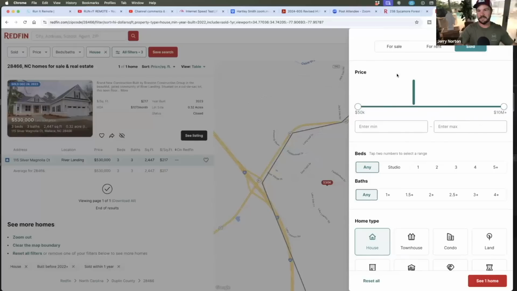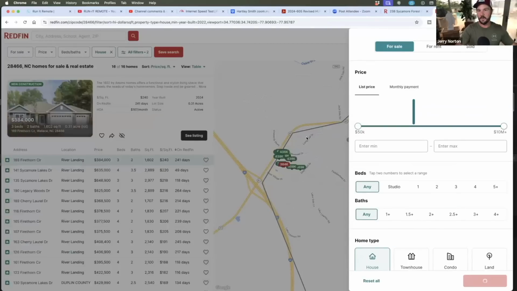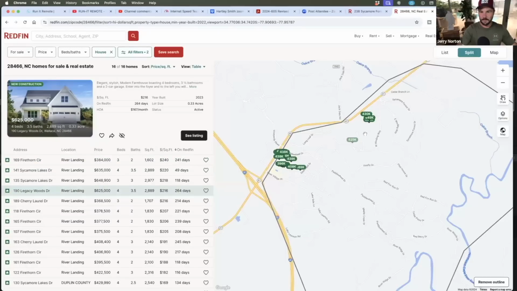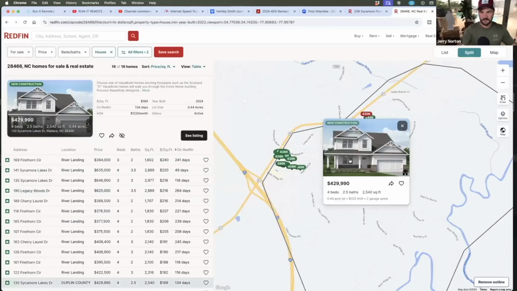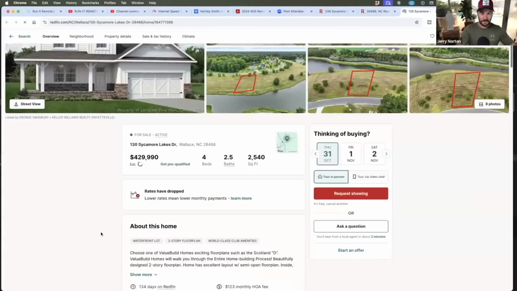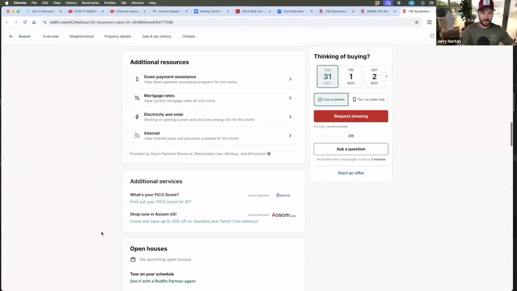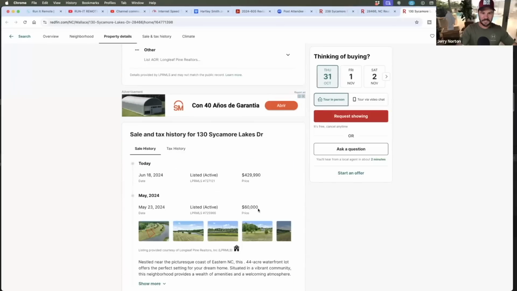So let's just kind of take that train of thought. If I go back to the actives, I'm just going to pick one of these. Let's go pick this one here. It's a cheap one. This house is at $169 a foot and 134 days not selling. Okay, so let's go down here and see what they got this lot for. 60 grand. So they bought this lot for 60 grand.